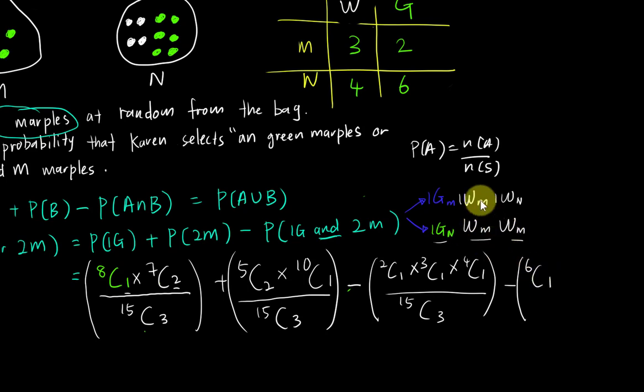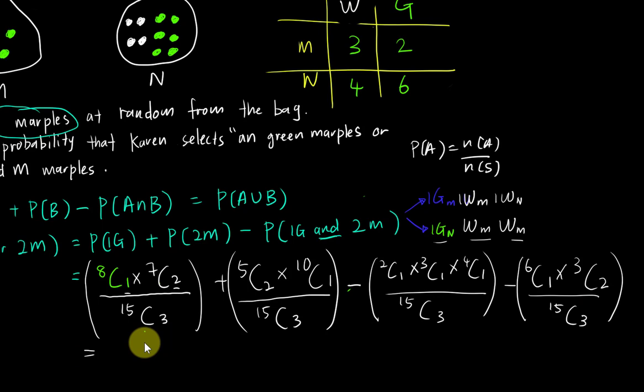And then from the white brand M here, I have 3 marbles over here. I will just choose 2. I have 3 marbles, I will choose 2, because both of the marbles are the same, right? So I can just do 3C2. Then divide that by 15C3.